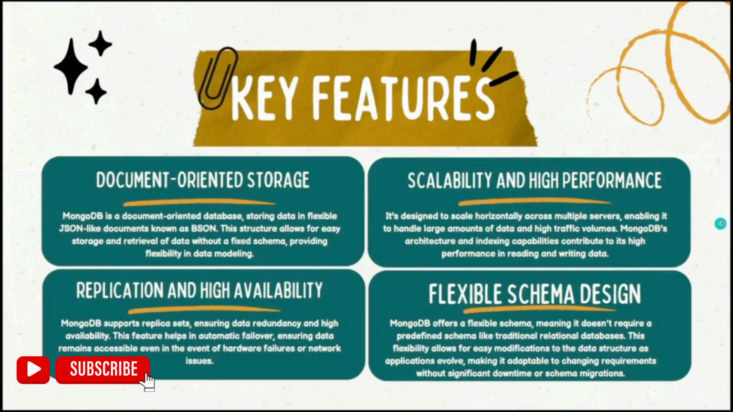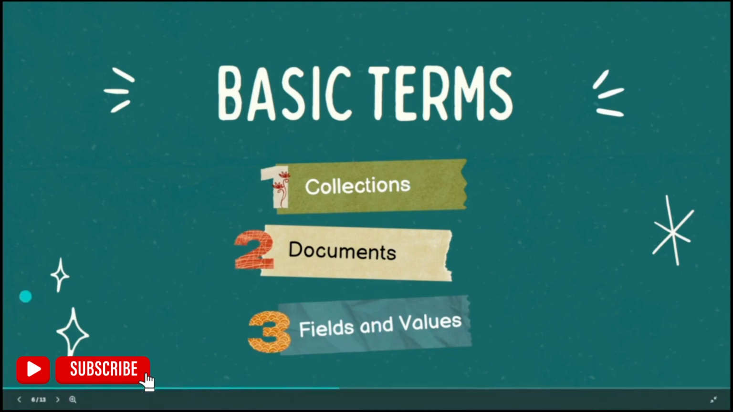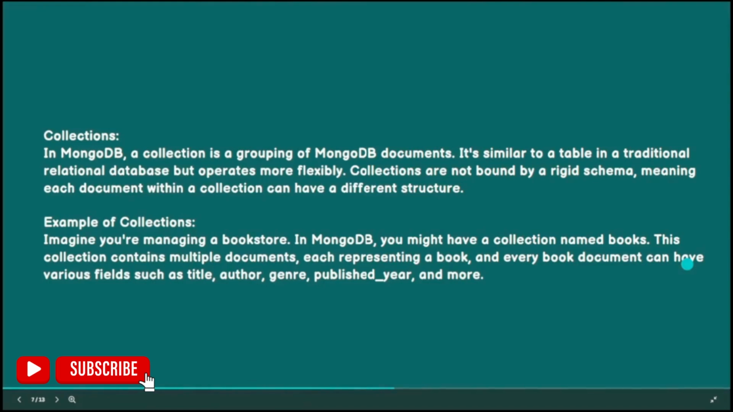So now I'll be explaining some basic terms which we have here. We actually have three very basic terms which you would always hear, and as a beginner in MongoDB you must know these terms. First is the collection, then documents, then fields and values. I'll be explaining them one by one.